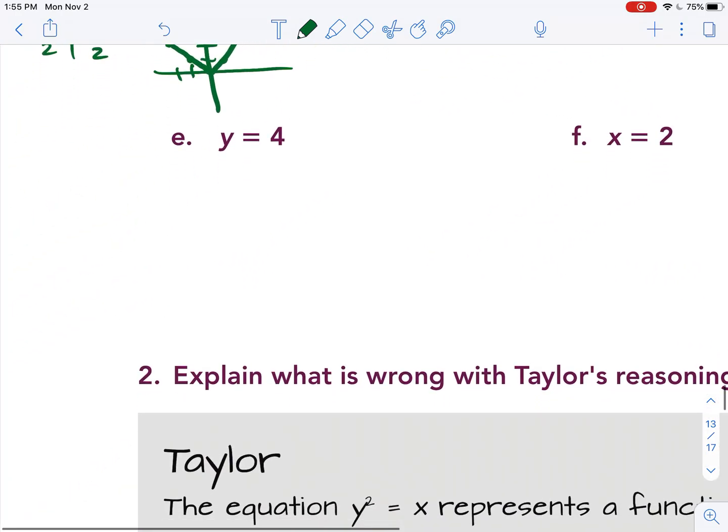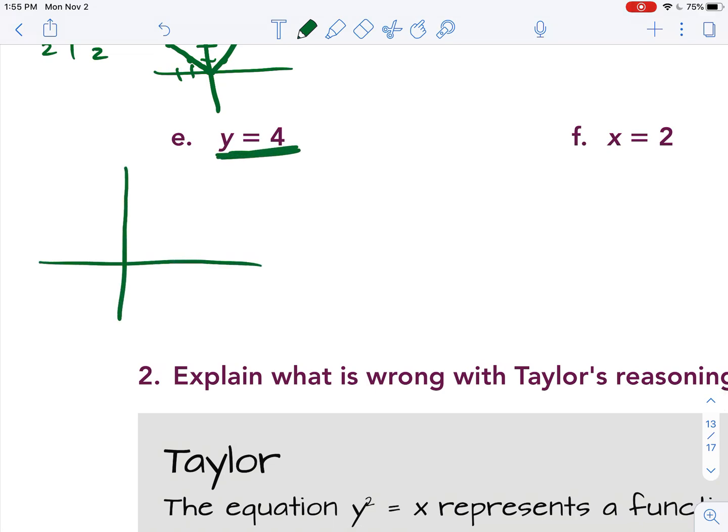Okay. D is going to be a little bit harder. We're going to work with that in a minute. Okay, we told you that if y equals a number, this is a horizontal line. So I go up to 4. Oh, that was a horrible line. That was much better. There we go. Okay, so that is a function.